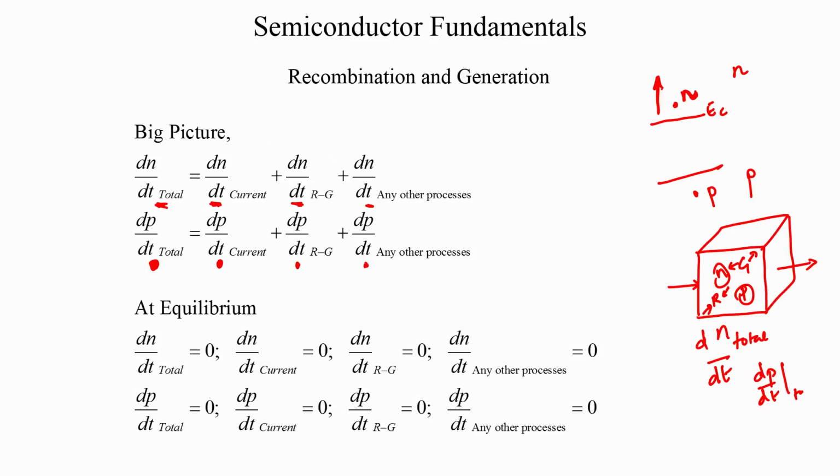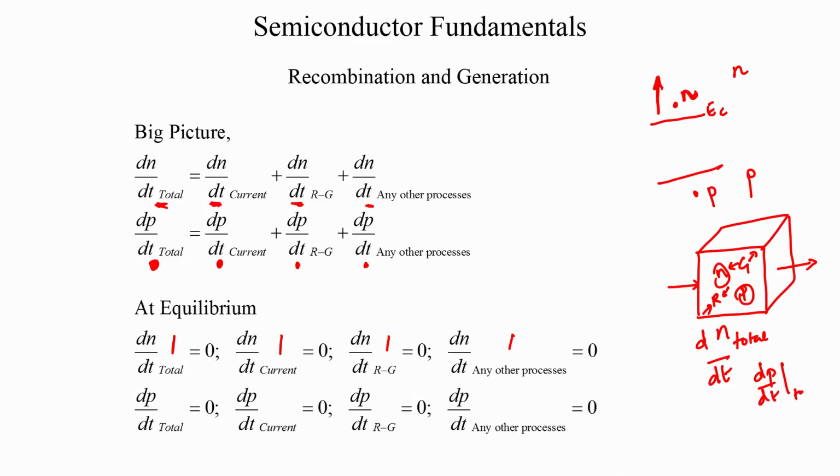At equilibrium, what that means is each one of these mechanisms is balanced out, which means that each one of these derivatives is 0. At equilibrium you have no changes due to current, no changes due to RG mechanisms, no changes due to any other processes, and no change in the total effective count. Each one of these terms is equal to 0. Everything is balanced out internally. This is something called detailed balance.